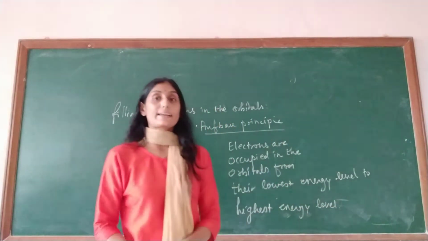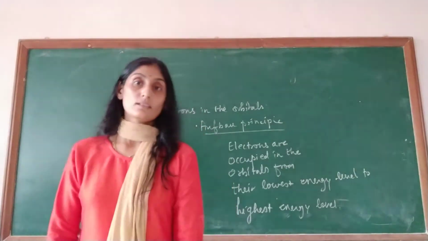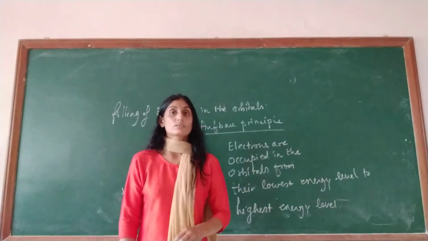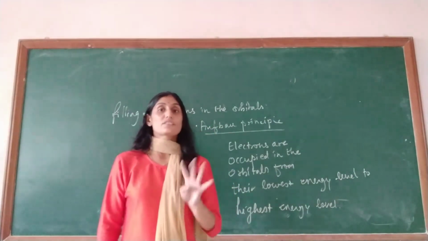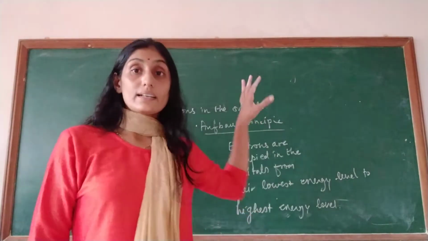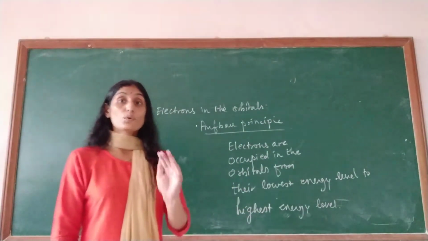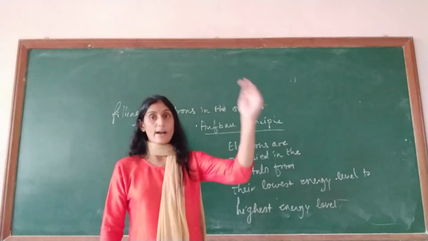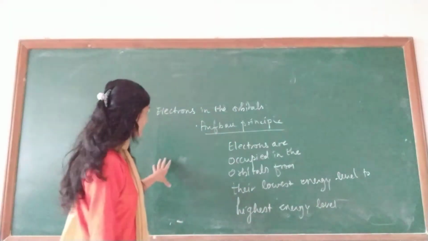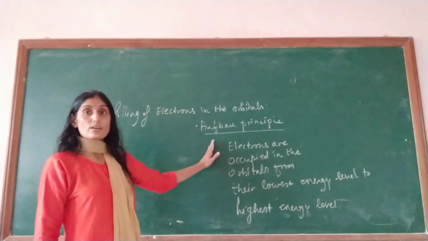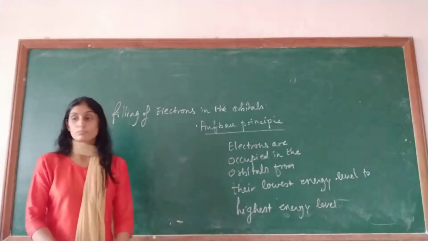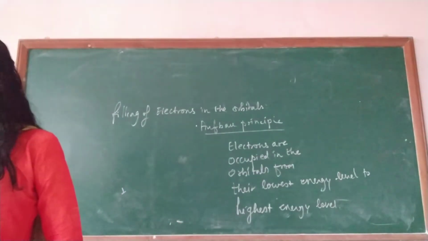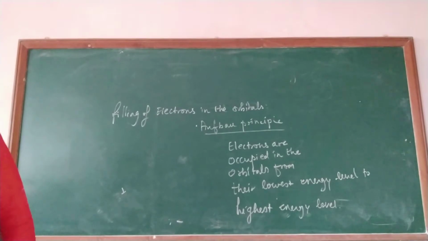Children, we have learned that s starts with 1, p starts with 2, d starts with 3 and f starts with 4. So we learned how the electrons move from the lower energy level to higher energy level. So this was the statement he has given, that electrons are going to be occupied in the orbitals from the lowest energy level to the highest energy level, children.